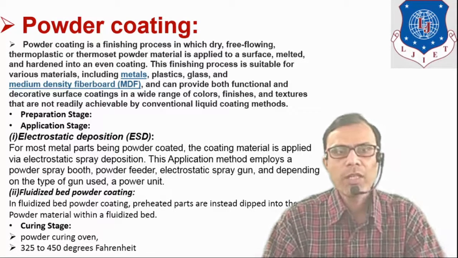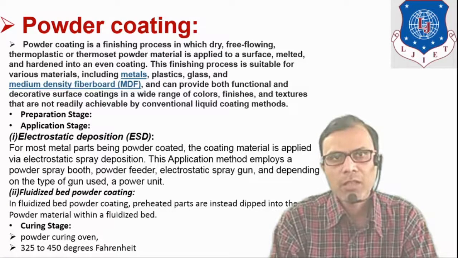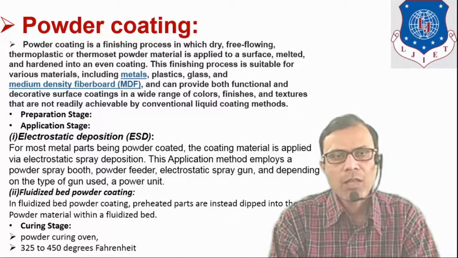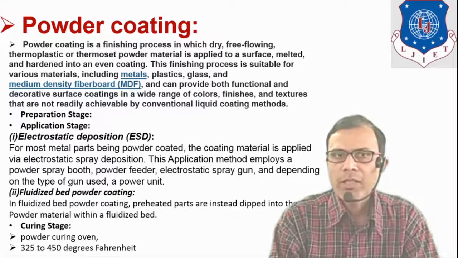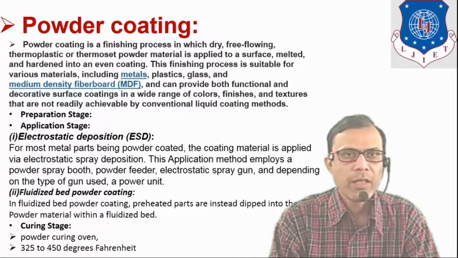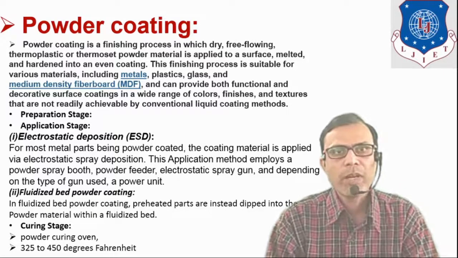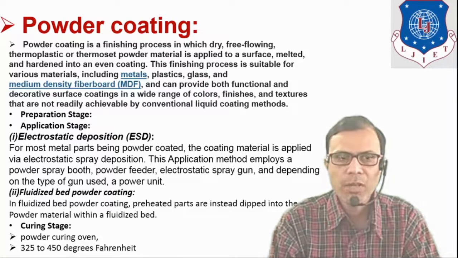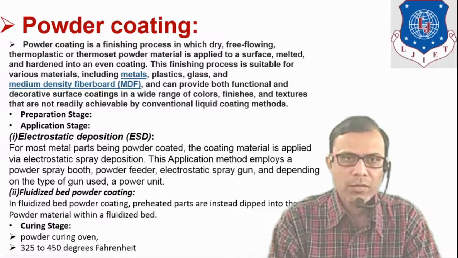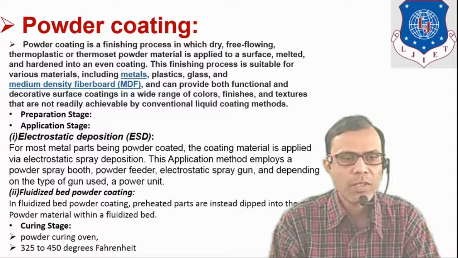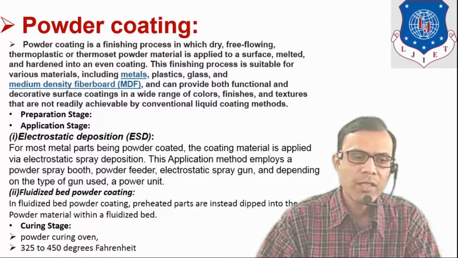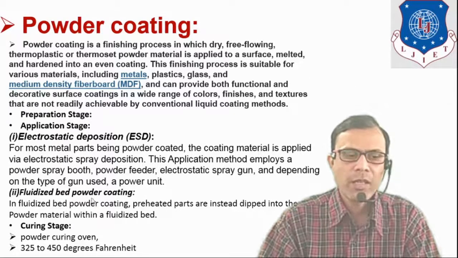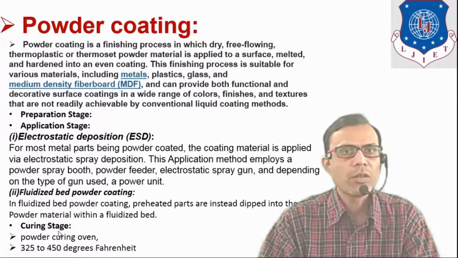Next type of process is known as powder coating. Now powder coating is a finishing process in which thermosetting or thermoplastic free flowing powder is applied on the surface. It is heated, it is melted, and when it becomes cool, it will be providing the even coating on the surface. So for this purpose, there are three stages in which the whole process is completed. First stage is known as the preparation stage, second stage is known as the application stage, and third stage is known as the curing stage.